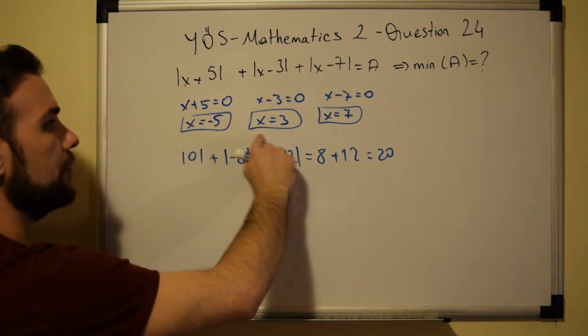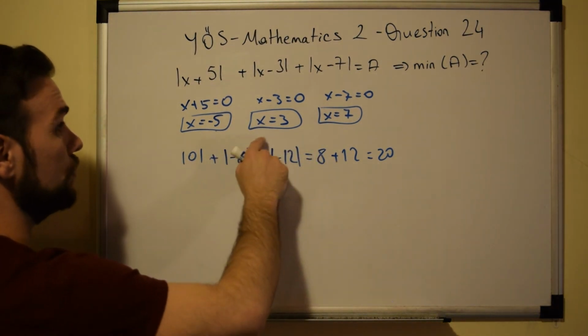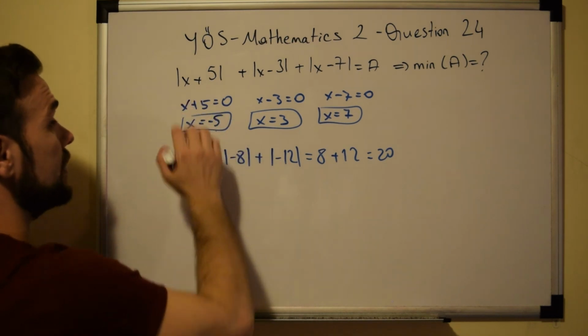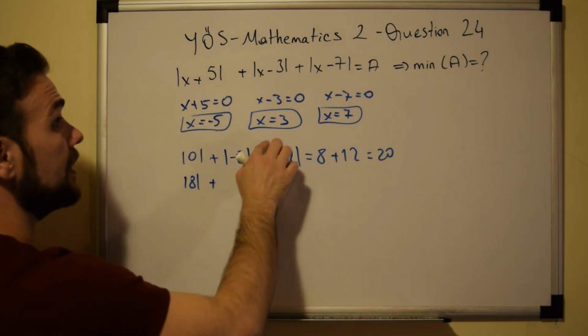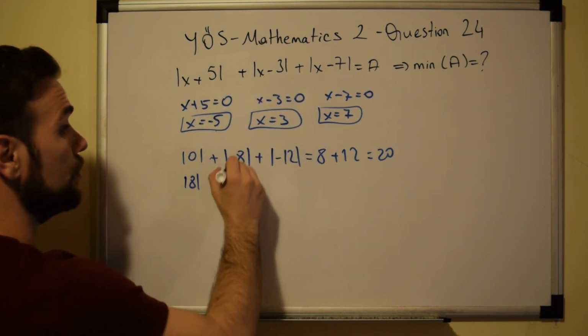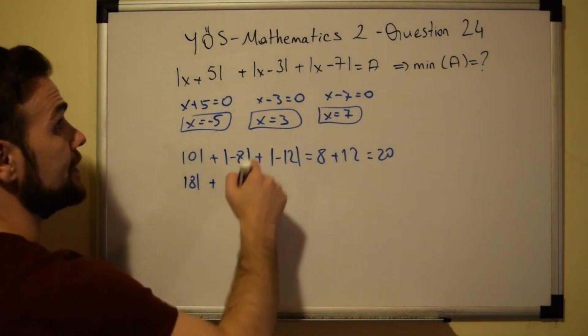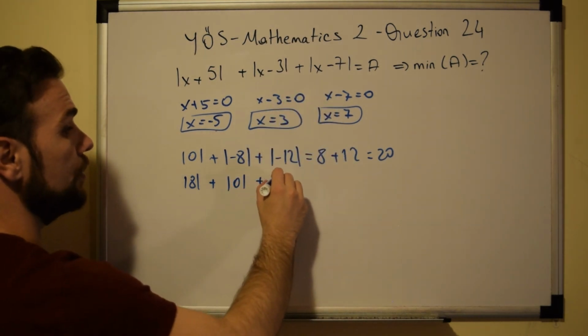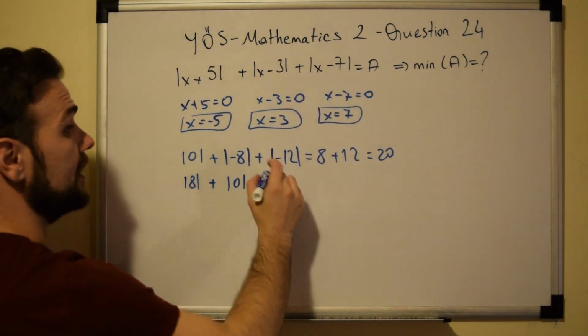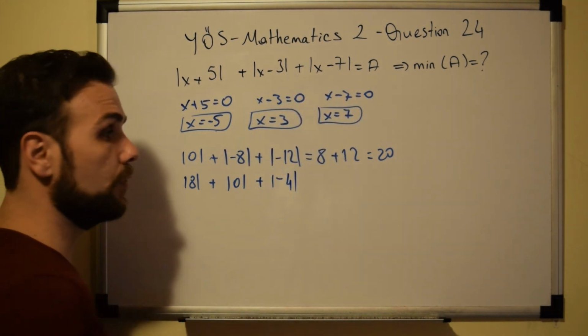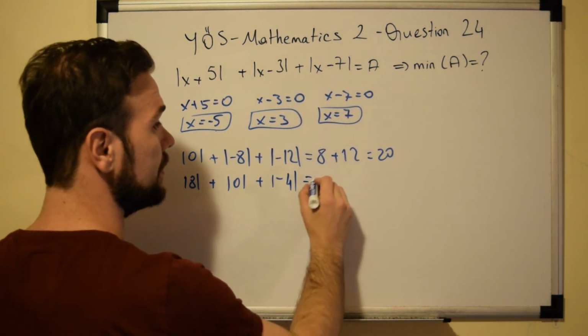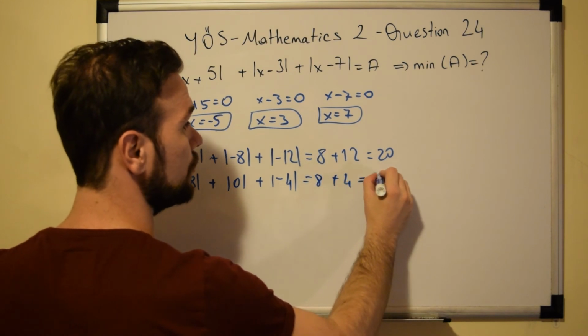Now let's see, if we give x the value of 3, what will we get? We have 3 plus 5, that is equal to 8, plus 3 minus 3, it's equal to 0, plus 3 minus 7, it's equal to minus 4. So what do we have here? 8 plus 4 is equal to 12.